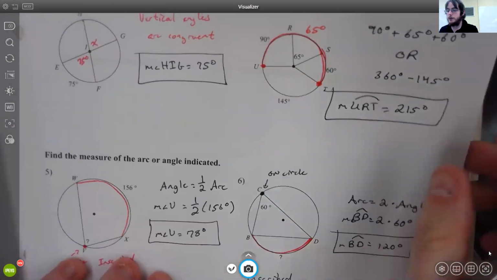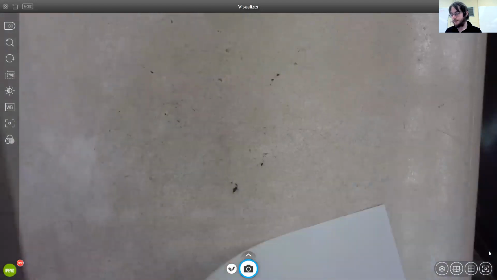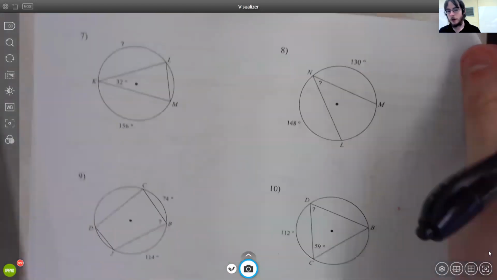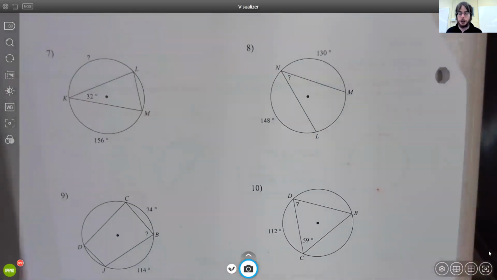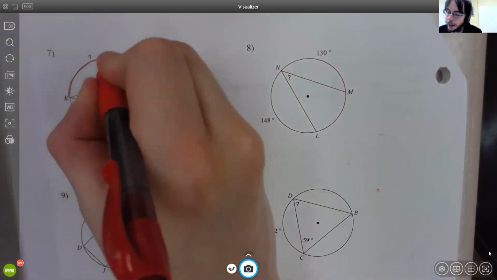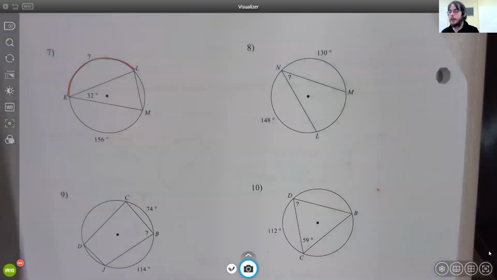All right, so let's flip on over and look at number 7. So number 7, what does it want us to find? Well, it wants us to find arc KL. Now you'll notice we don't have any inscribed angles for arc KL, or any type of angle that's associated with it. So there's a couple different ways we could do it, but I'm going to do the way most people will end up doing it.